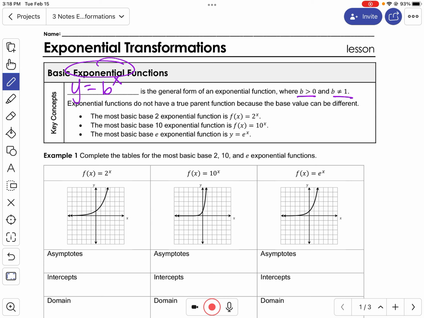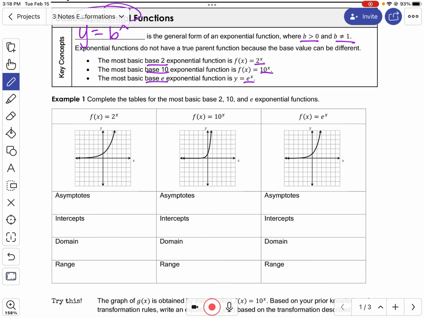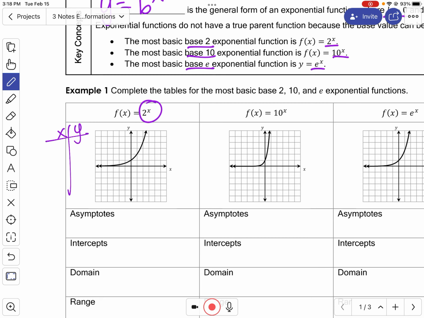So there's three different types of exponential basic base functions. With the base 2, it's 2 to the x. With the base 10, it's 10 to the x. And then base e, which is Euler's number that we talked about, is e to the x. So we're going to complete the table for the most basic 2, 10, and e for your exponential functions. So if we look at this one, I know it's been a while since we talked about the parent function. I'm just going to go ahead and make a table here. I know we already have the graph, just to refresh our memory.